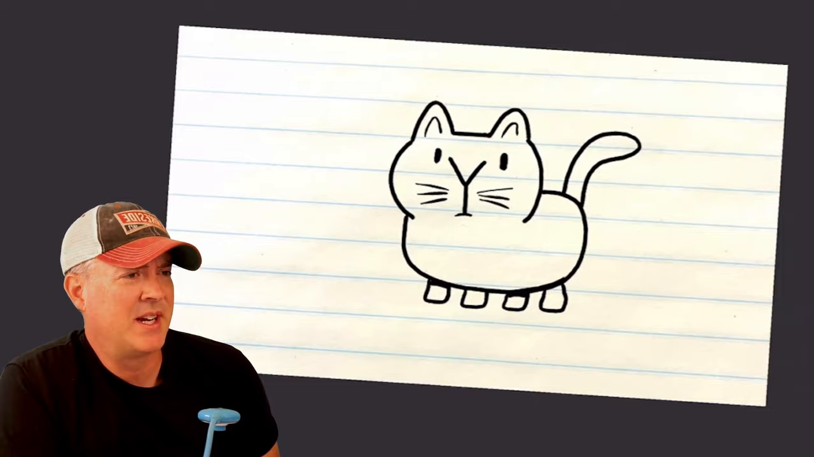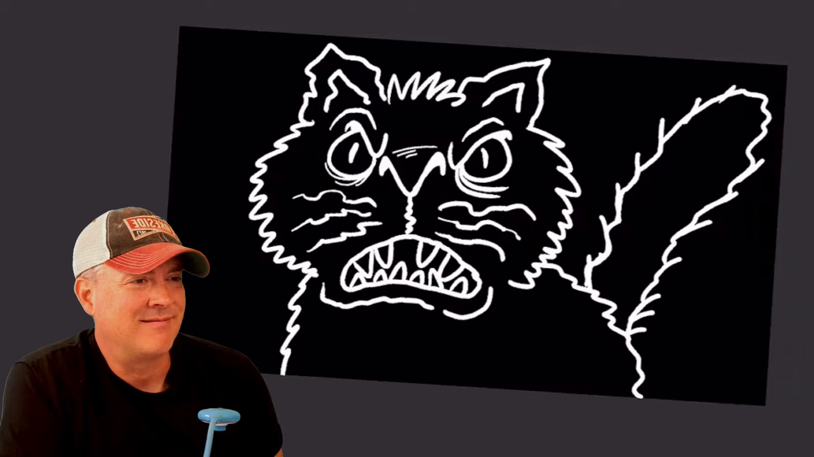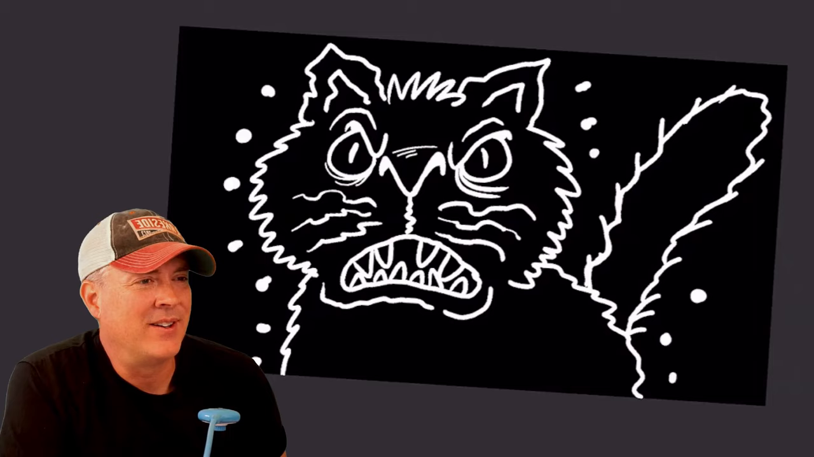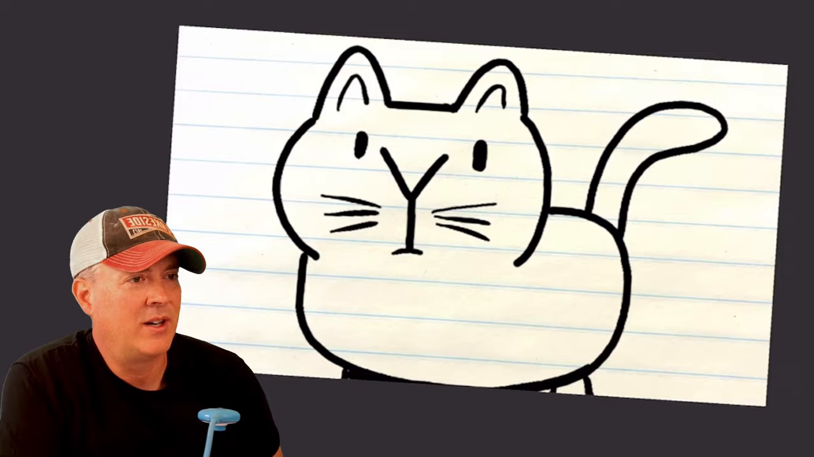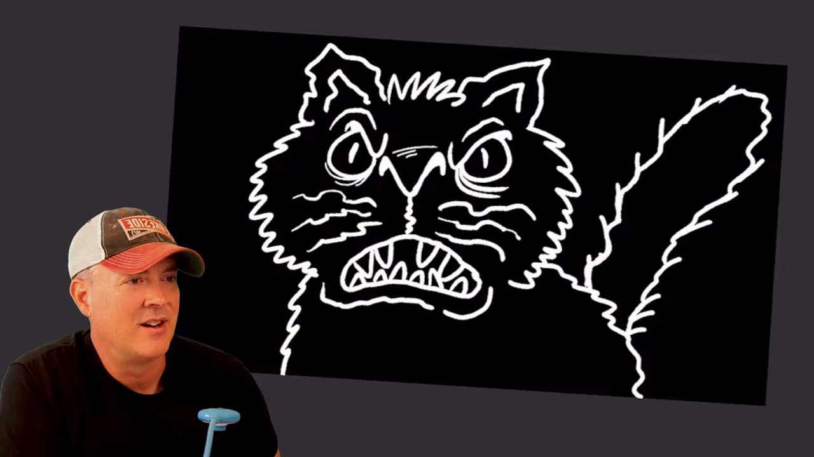Meow. Meow. Very cool. Okay, that works. Yeah, so you have to have that little pause where it's just like, meow, meow. And then just a little pause right into the creepy looking cat character.